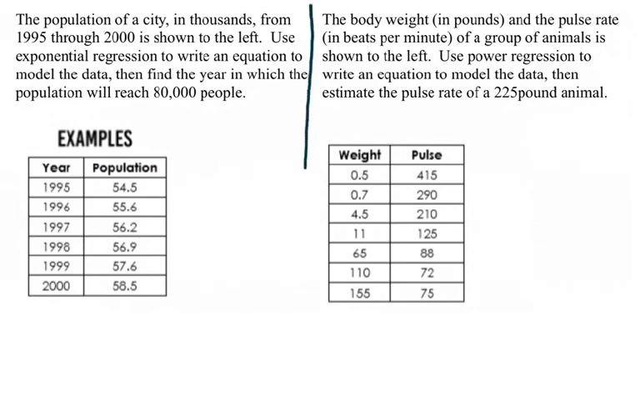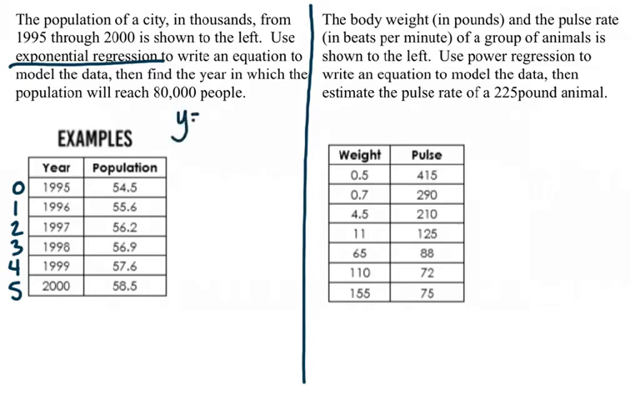So remember, you're watching the videos based on which calculator you're using. I'm not going through the actual calculator steps. I'm just going to show you what model you should get, and then we'll solve some stuff with it. So the population of a city in thousands from 1995 through 2000 is shown below, because I didn't have enough room to put it on the left. Use exponential regression to write an equation to model the data. First thing you need to do, make sure you know how to do this. I'm going to use 0, 1, 2, 3, 4, and 5 for the years just because I think it makes it easier, but you don't have to do that.